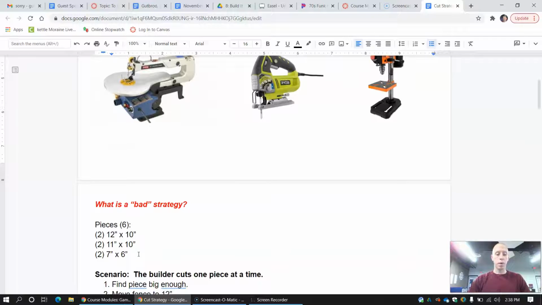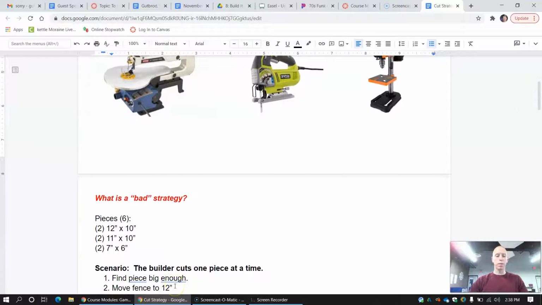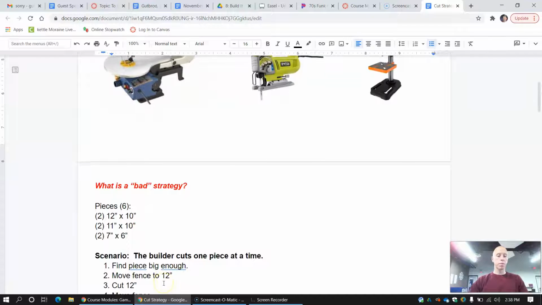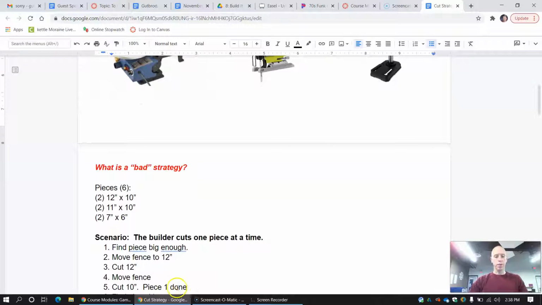So let's take a look at how long that would take. Here's the scenario. They're building one piece at a time. They find a piece of wood that's big enough. They move the fence on the table saw to 12 inches. Then they cut that 12 inches. Now they move the fence again, and then they cut the 10 inches. And now they have one of these 12 by 10s done. Notice that was five steps alone.